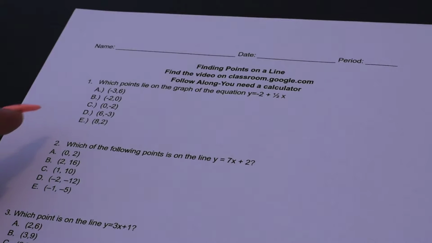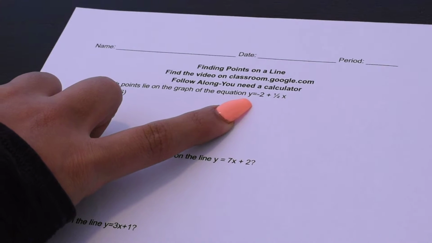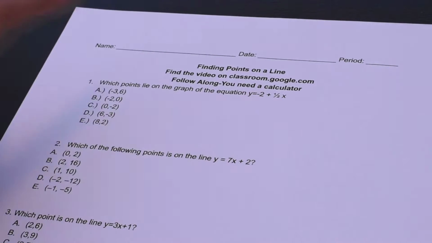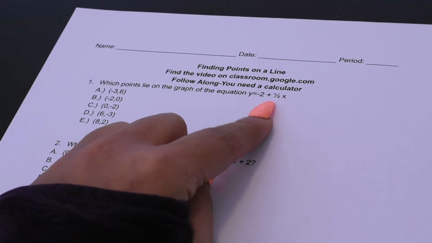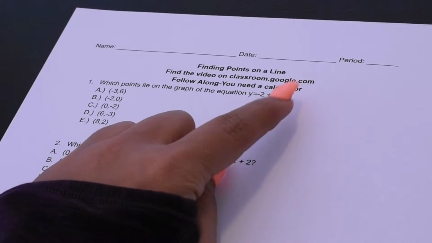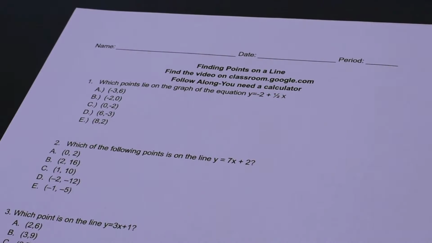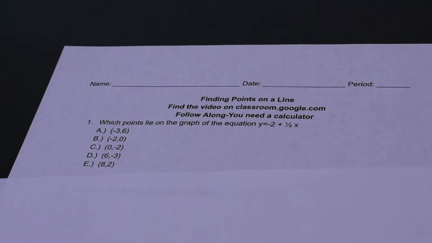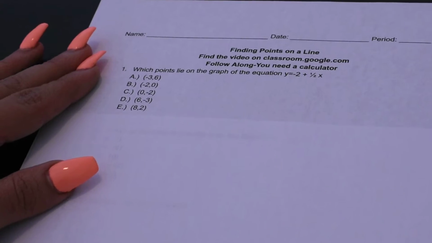Number one says, which points lie on the graph of the equation y equals negative 2 plus 1/2 x? I have all these points, and I need to figure out which points lie on this equation, on this line, because this equation creates a line. If I were to do it the long way, by hand, let me show you how I would do it. I'm doing this on a separate sheet of paper, okay?